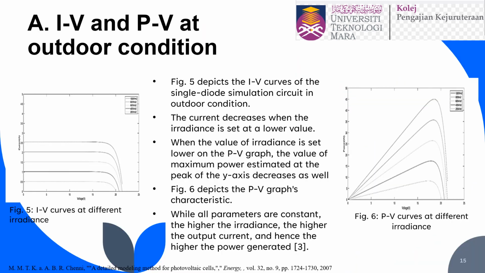So this is the results and discussion. As can be seen, you have figure 5 and figure 6. Figure 5 shows the IV curve at different irradiance, while figure 6 shows the PV curve at different irradiance. It can be seen that the current decreases when the irradiance is set at a lower value. When the irradiance is set lower on the PV graph, the value of the maximum power, at the peak on the y-axis, decreases as well. While all the parameters are constant, it can be said that the higher the irradiance, the higher the output current, and hence the higher the output power being generated.